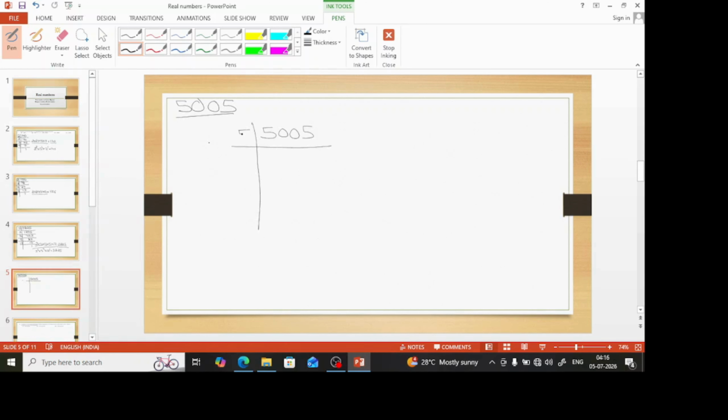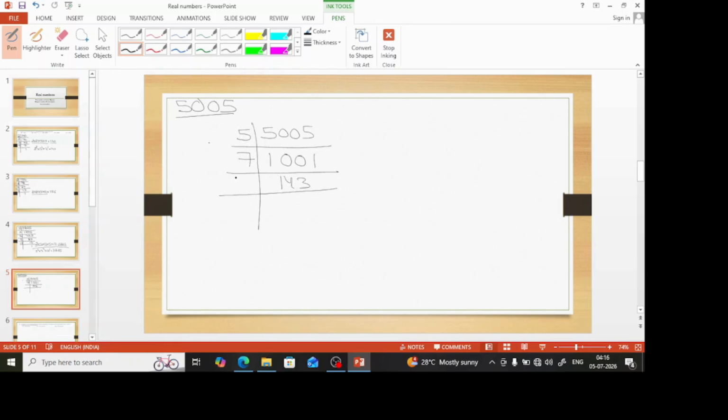Again we have to try with 5. The number is ending with 5, so it will be divisible by 5. 5005 divided by 5 we will get 1001. Now the next number will be 7. If we divide 1001 by 7 we will get 143.